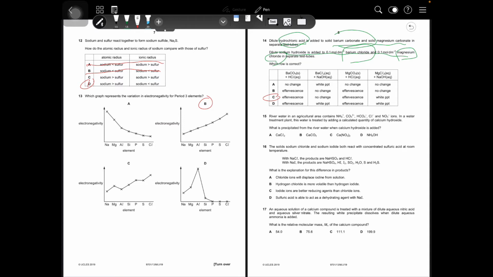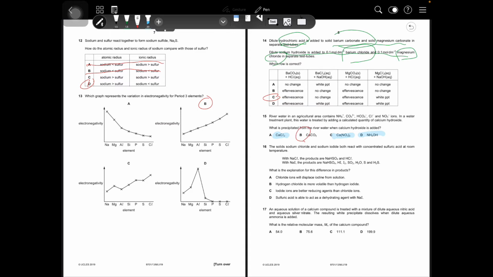So river water contains ammonium ion, carbonate ion, hydrogen carbonate ion, chloride ion, and also nitrate ion. So when we add calcium hydroxide, which will be precipitated? From here, we just need to recap back on our solubility table. We know that calcium chloride will be soluble, nitrate will be soluble as well, and all with ammonium will be soluble. So in this case, the only precipitate will be calcium carbonate.